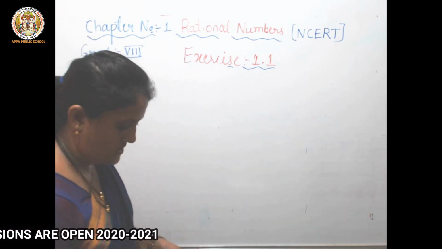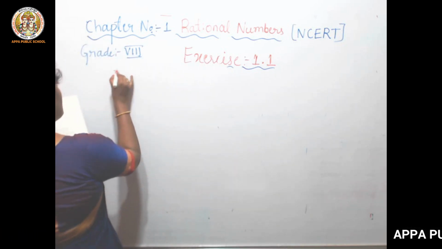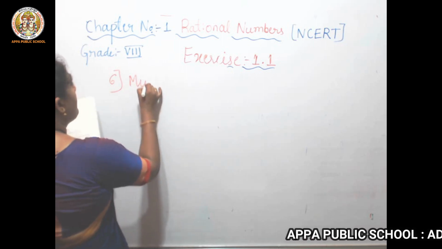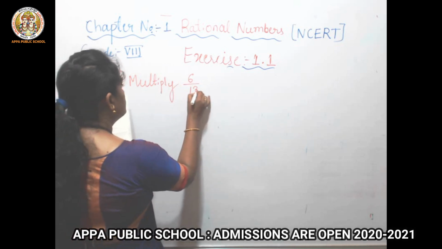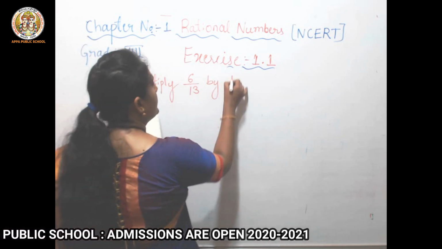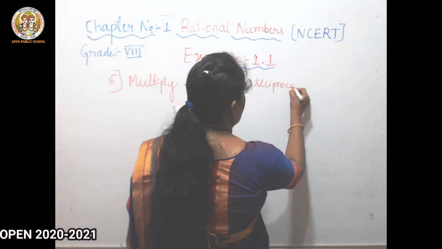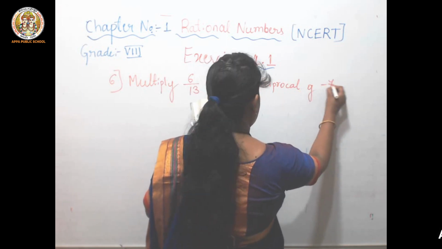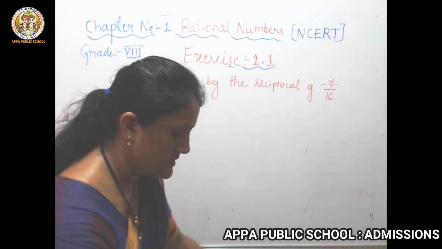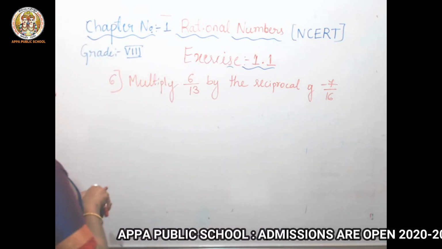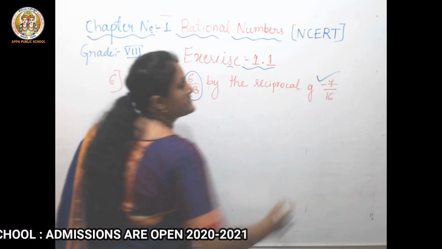Sixth question. Question number 6. Multiply 6 by 13 by the reciprocal of minus 7 by 16. Okay. See, what's the meaning of the question? We have to multiply this number by the reciprocal of this.